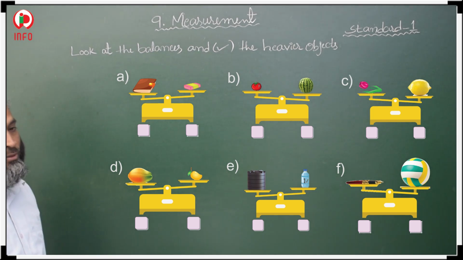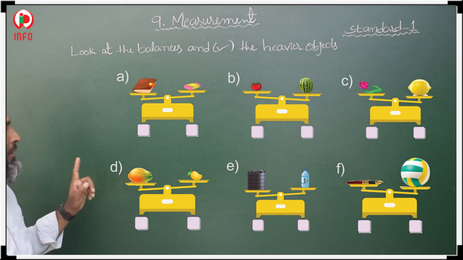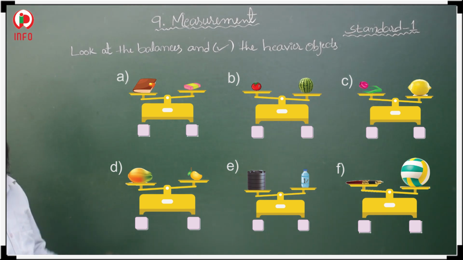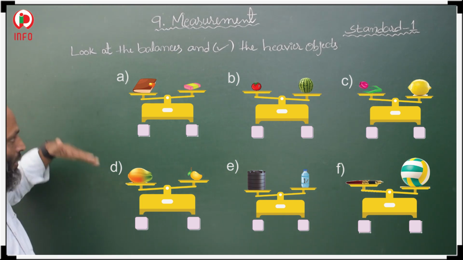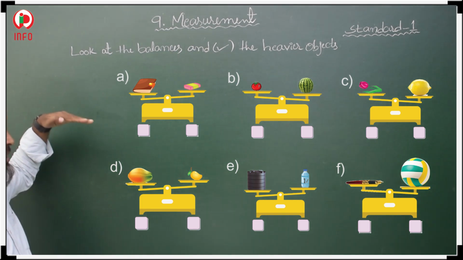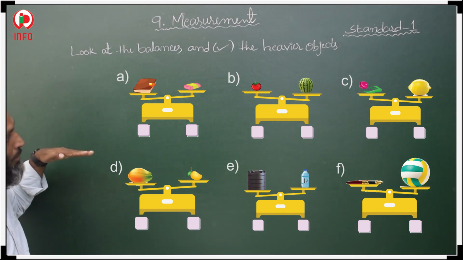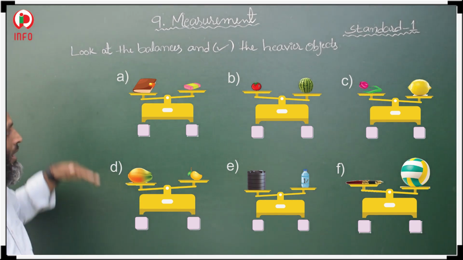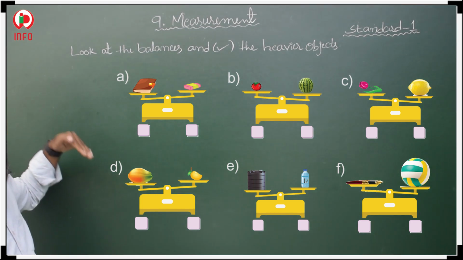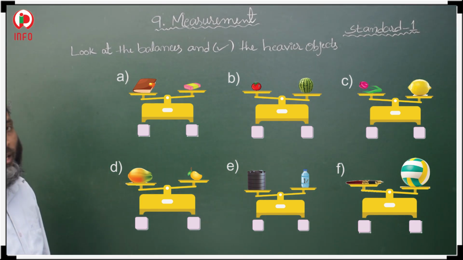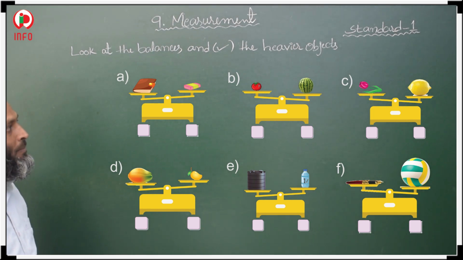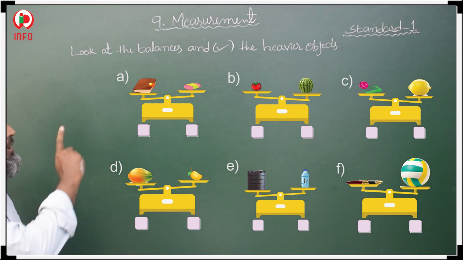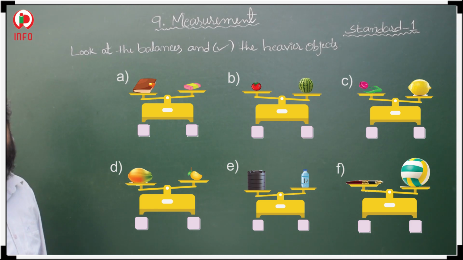In the first balance, what is given? In the first pan, one diary, which means one book, is given, and in the second pan an eraser is given. So here the book goes down. It means the first pan goes down and the second pan moves up. Whichever pan goes down, that is the heavier object. So the book is the heavier object. Tick the book as the heavier object.